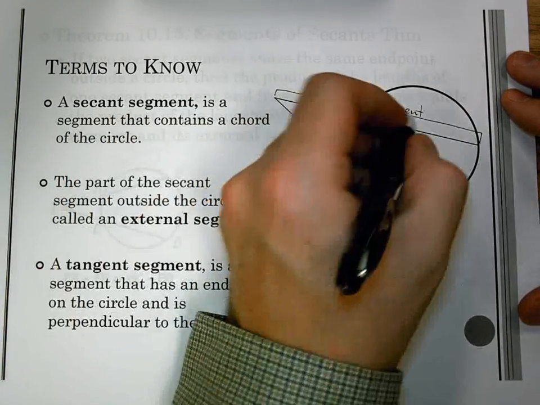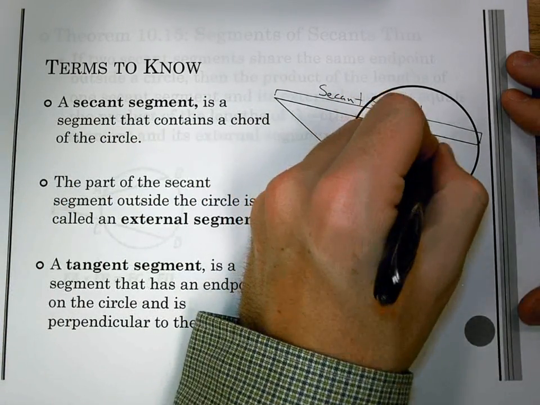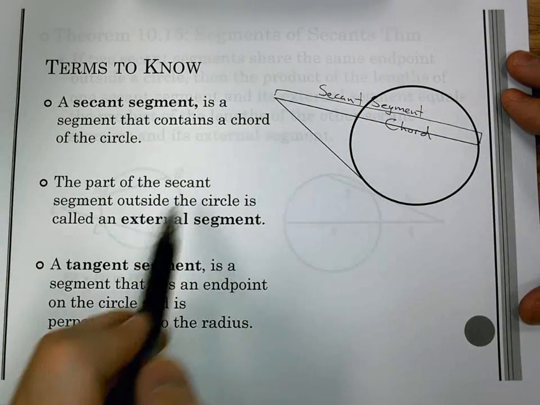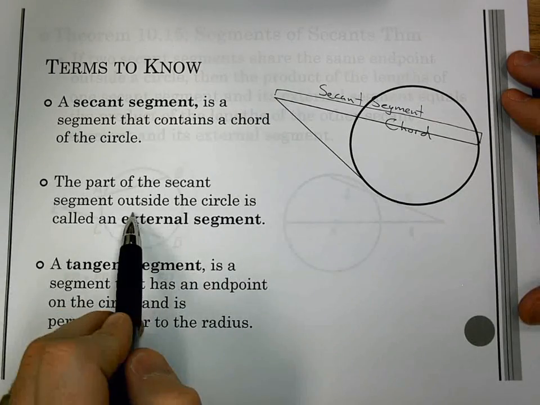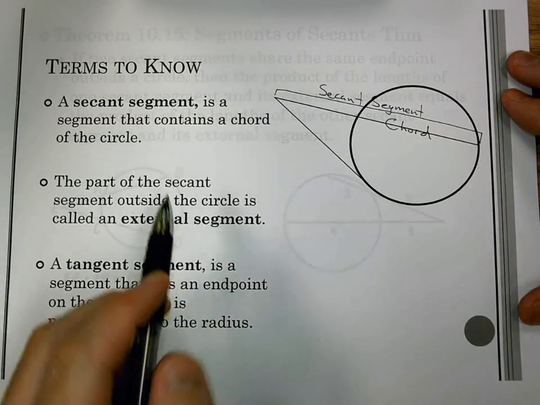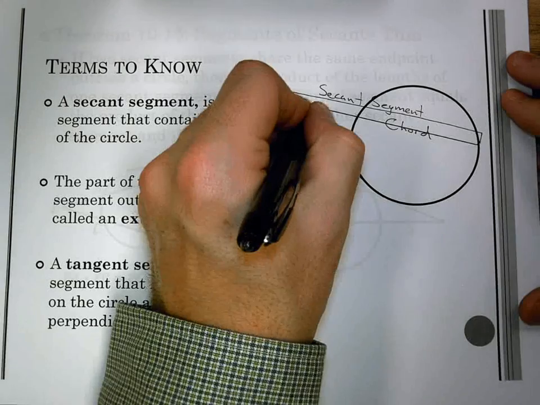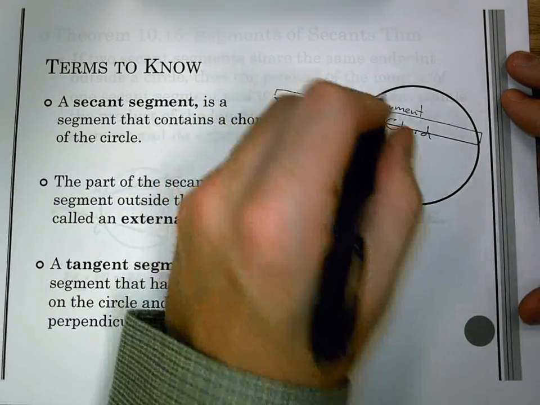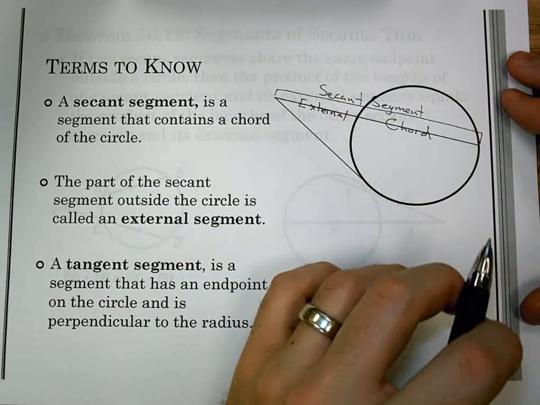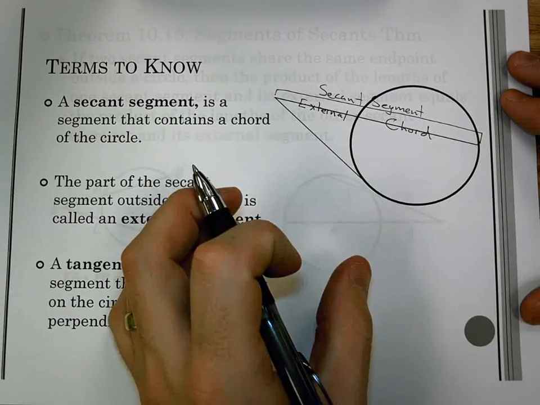Now that contains a chord of the circle, which is this part. And the other part is our next term, and that's the part of the secant segment outside the circle, called the external segment. And we're going to see why we need that in a minute. But realize every secant segment has the outside part and the part inside the circle.